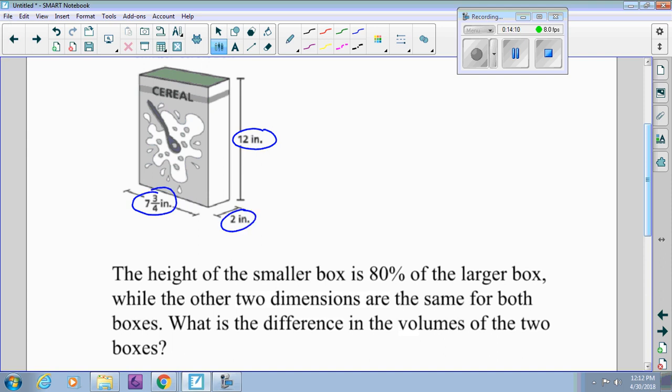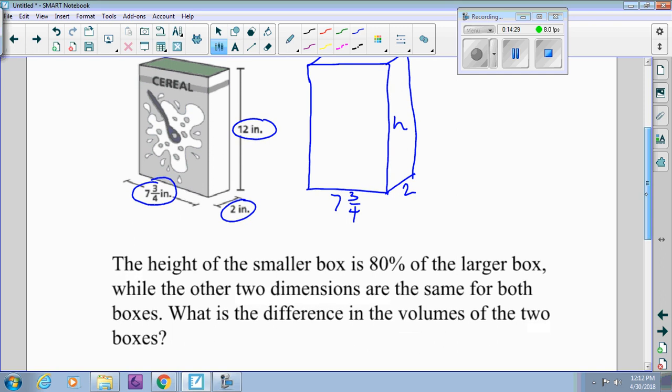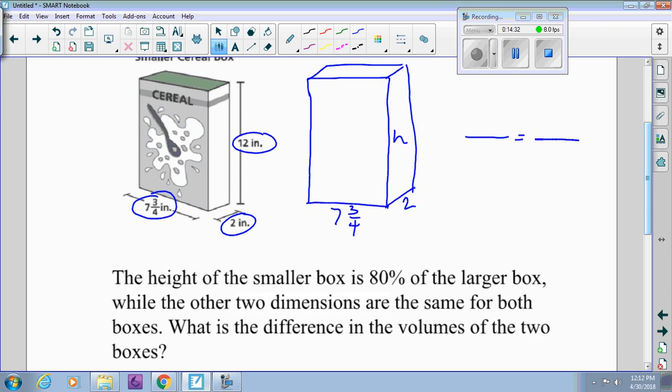The other box, I'm just going to draw a picture of. This one's going to have a bigger height. It's going to have the same width and the same length. But the height is different, right? We know that 12 is 80% of whatever this other one is. So what we need to do is write down what we know. We know that the smaller box is 80% the size of the larger box. So we're going to call the larger box the 100% box, and we know that 80% is for the smaller box. We need to find the height of the bigger box, so we're missing that piece.